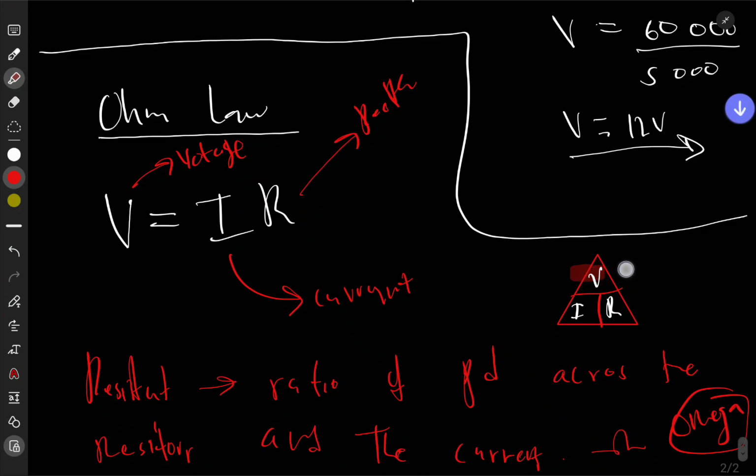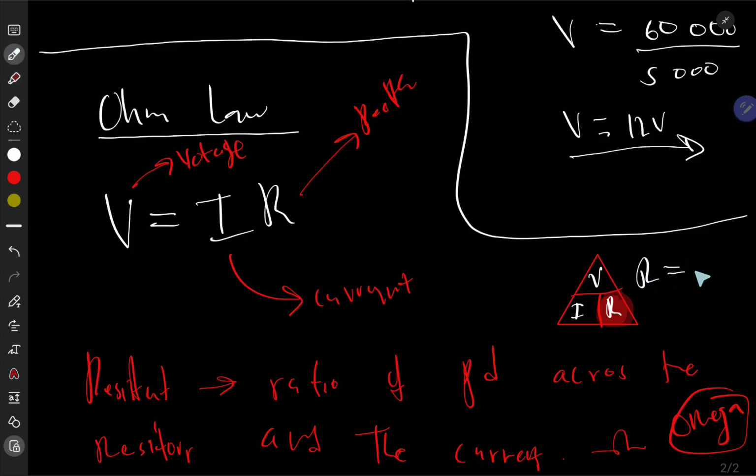Let me say you're interested in something else besides voltage. You're going to hide something else. Let me say I want current. I'll hide current. Whatever remains will be V all over R. So we know current. Good. Then let's try, what if we want to find resistance? We go there, we hide resistance. What remains? Let's check.